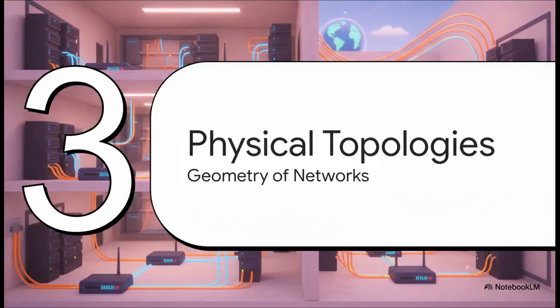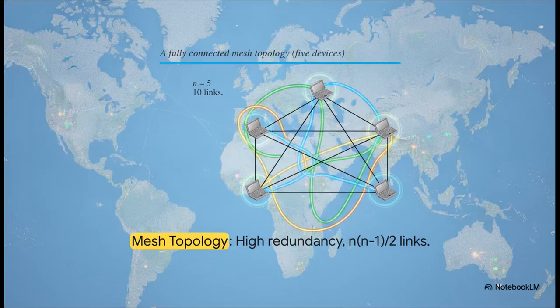Section 3. Physical network topologies. Okay, now we're zooming out from just a single link to look at how we physically arrange multiple devices in a room or maybe a whole building. We call these our topologies. We're going to run through a rapid-fire sequence of these, starting right here with the mesh topology.